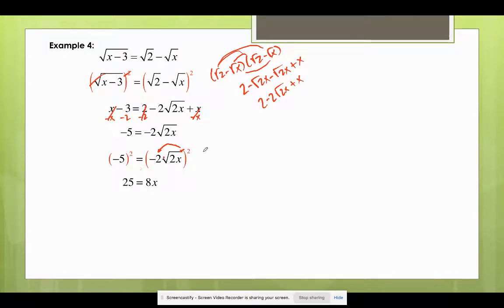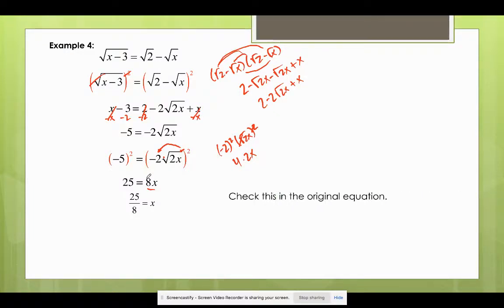Right? So we get 25 on the right-hand side. Watch, we get -2 squared, and then we get the square root of 2x squared. -2 squared is just 4. The square root of 2x squared is just 2x, and that's where we get the 8x on the right-hand side. Divide by 8, we get x equals 25 over 8.